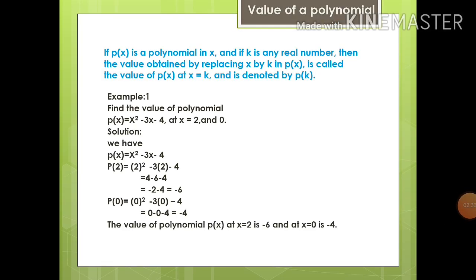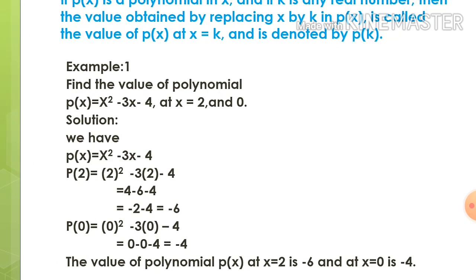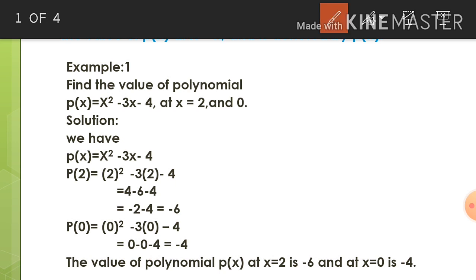Now let us see one more example. Find the value of the polynomial p of x equal to x square minus 3x minus 4 at x equal to 2 and 0. So we have to find out the value of the polynomial p of x, where p of x is x square minus 3x minus 4, at x equal to 2 and x equal to 0.